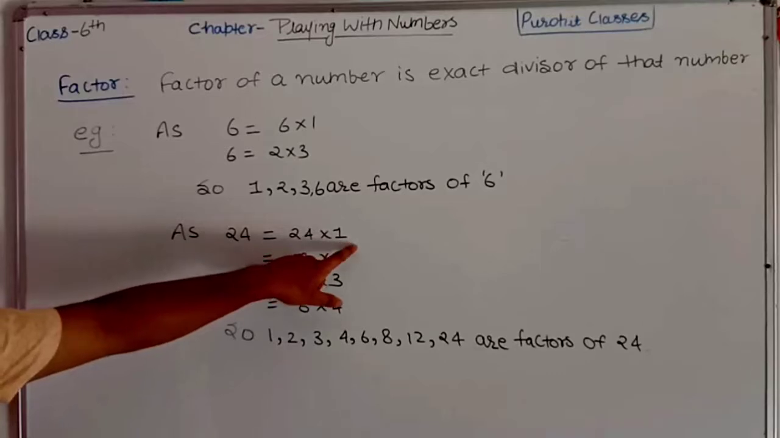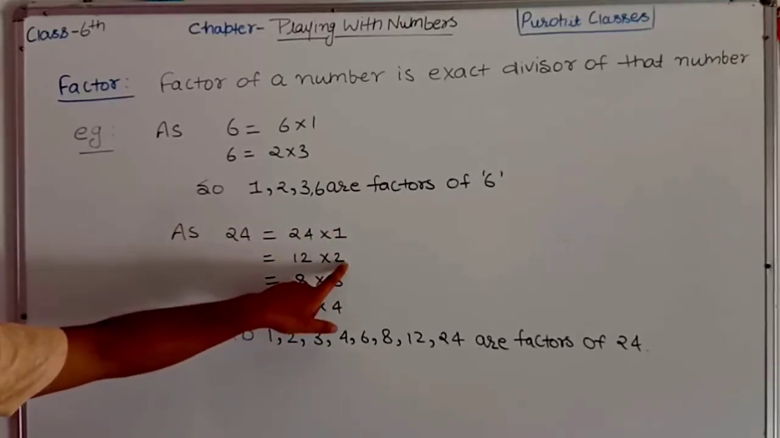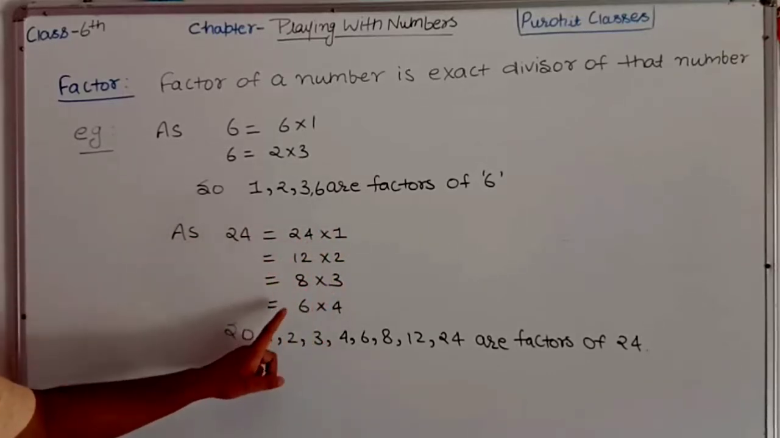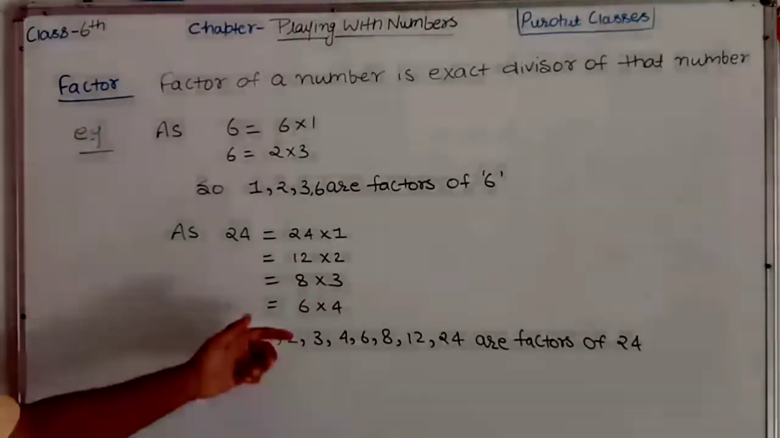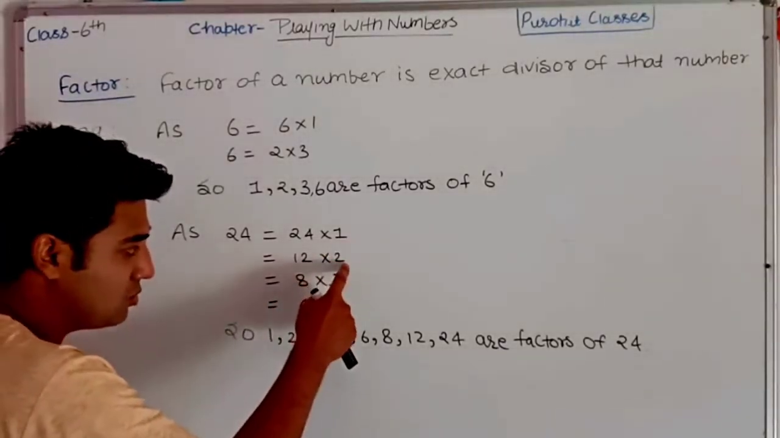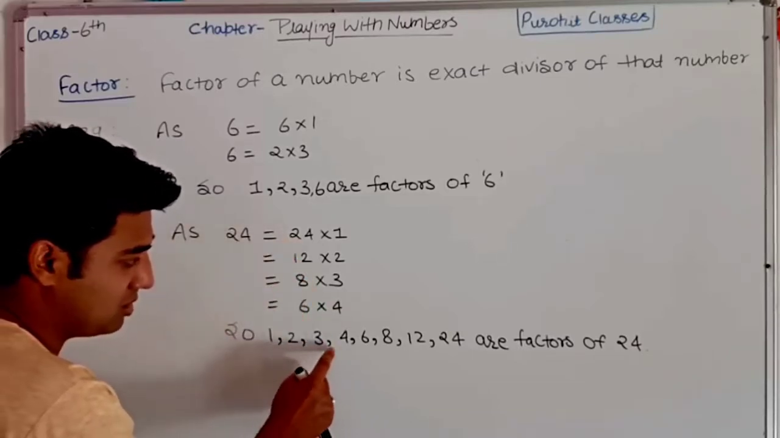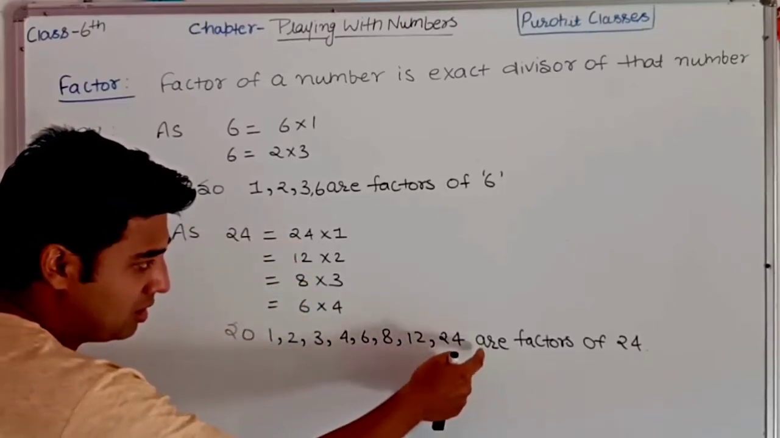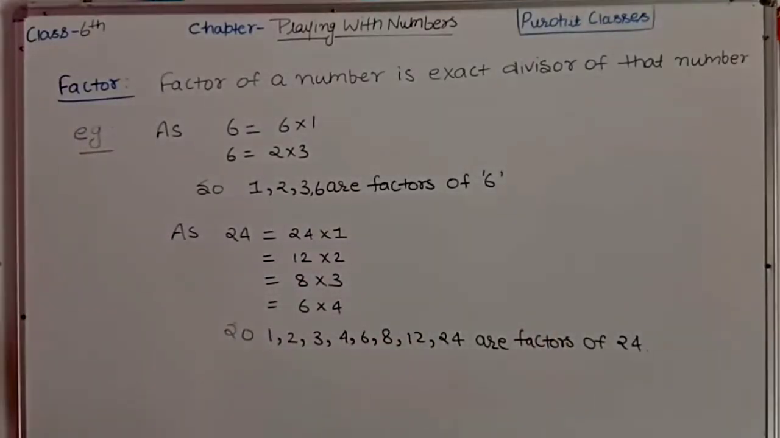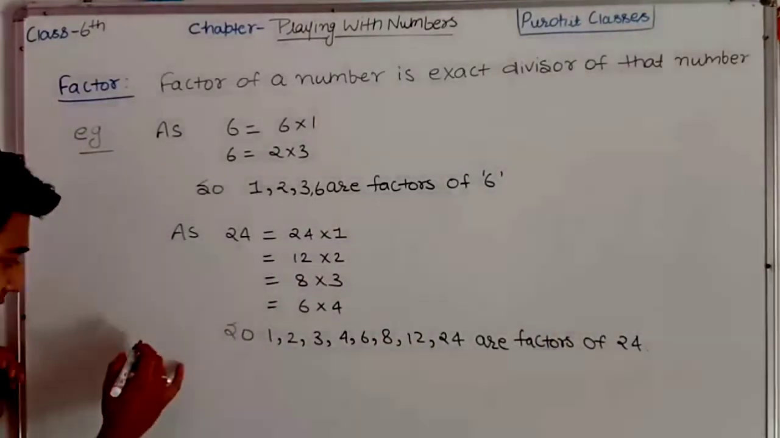Here the second example is 24. 24 can be written as 24 times 1, 12 times 2, 8 times 3, 6 times 4. So here 1, 2, 3, 4, 6, 8, 12 and 24 are factors of 24. So what we have observed, pay attention here.